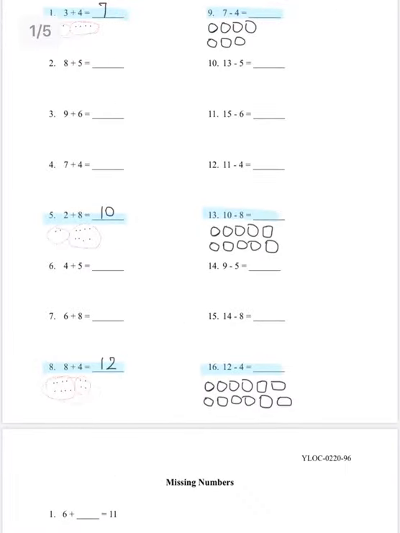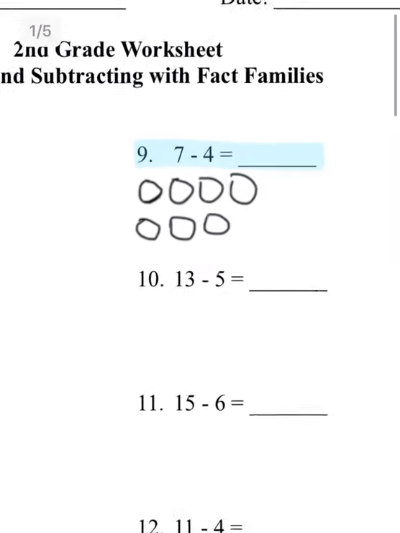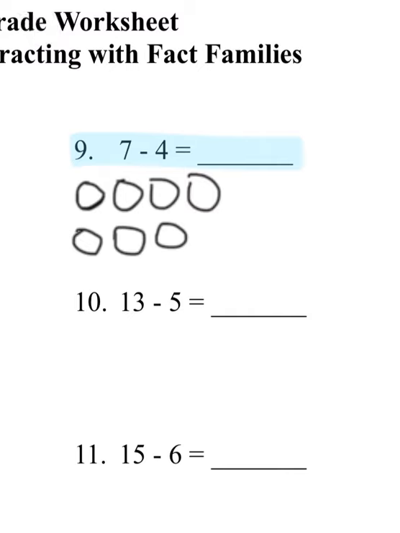Now let's try subtracting. Here we have 7 circles, and we're going to get rid of 4 because we're subtracting. 1, 2, 3, 4. And we're left with 3 circles. So 7 minus 4 is 3.